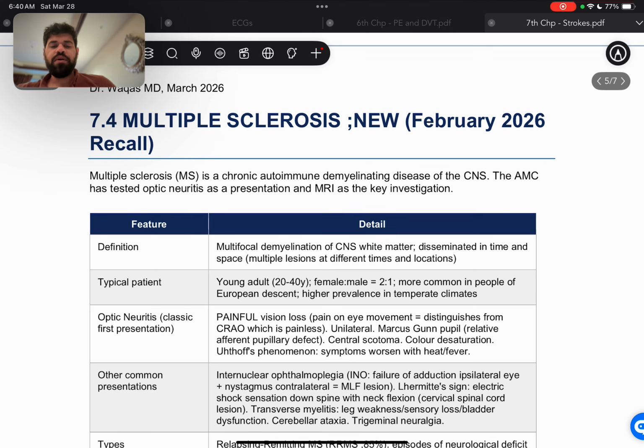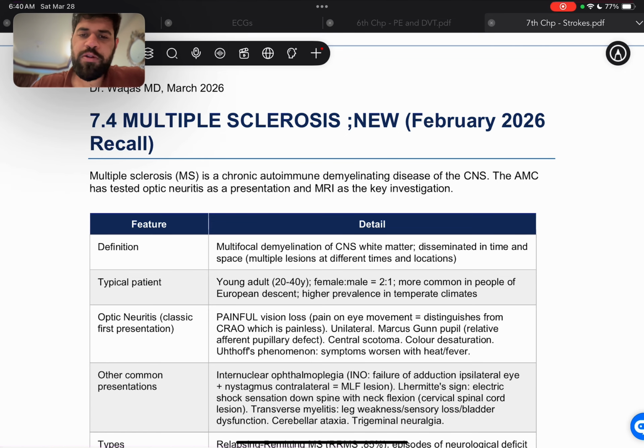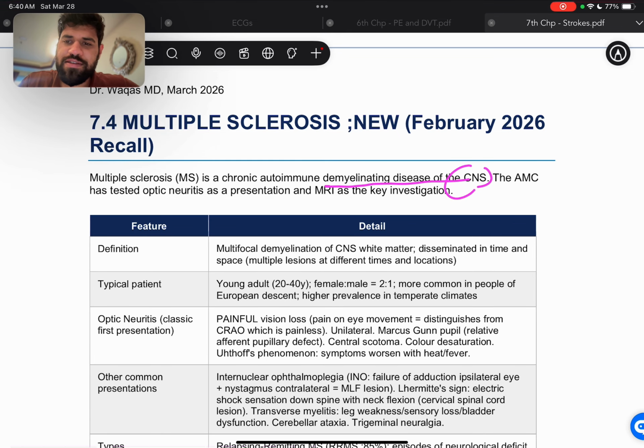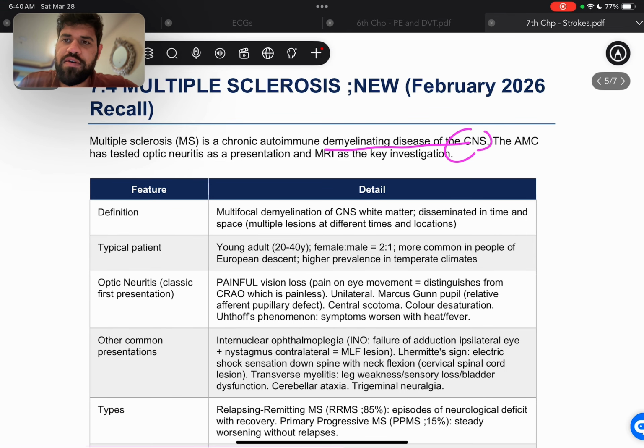Right. Now coming up to multiple sclerosis, this was a new topic that was seen more commonly in the February 2026 recall. It's a chronic autoimmune demyelinating disease of the CNS. At this point, if you've graduated university, you should know what MS is and how it develops and how it progresses, where it starts, and what the normal pattern is as well.